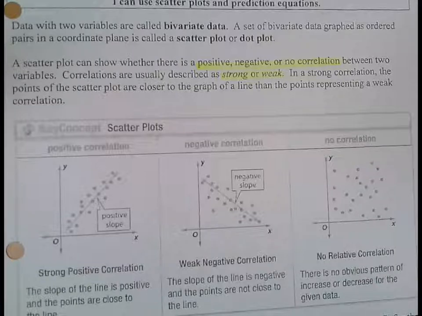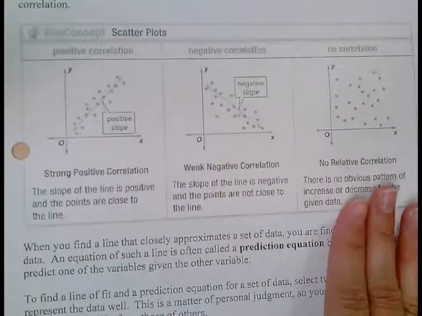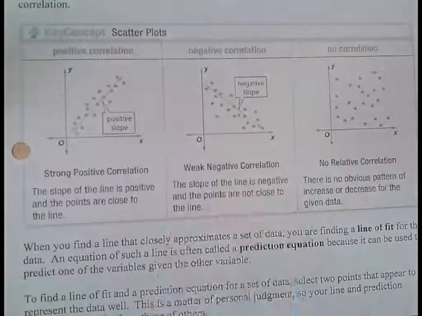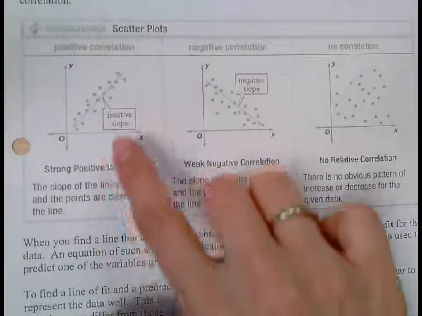We'll review this when we actually go through example 1, but when I ask you to describe a correlation, not only say is it positive or negative, unless it's no correlation, but then also say if it's strong or weak. This does give you visual representations of positive, negative, no correlation, and then the positive one is representing a strong correlation, the negative one is representing a weak one. Let me talk about positive versus negative first.